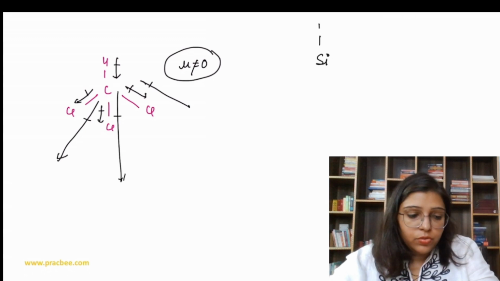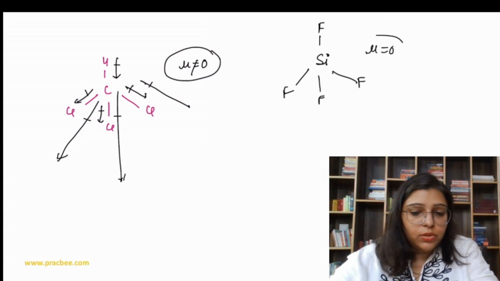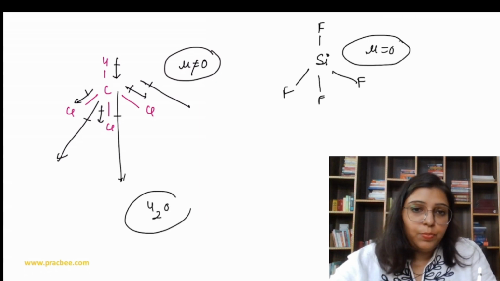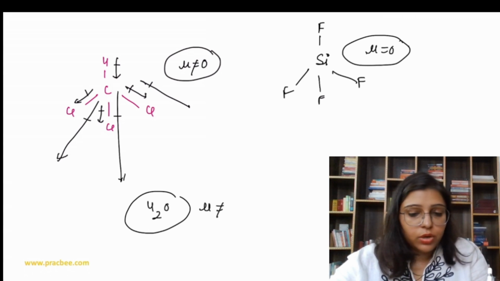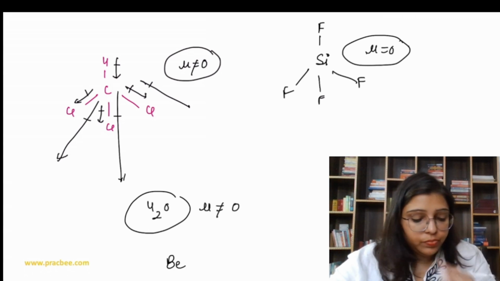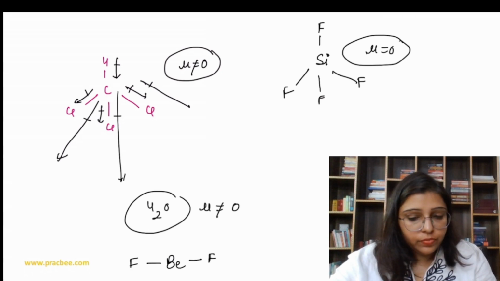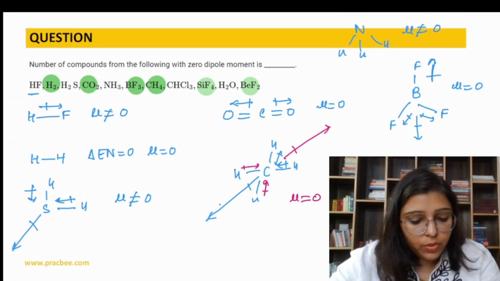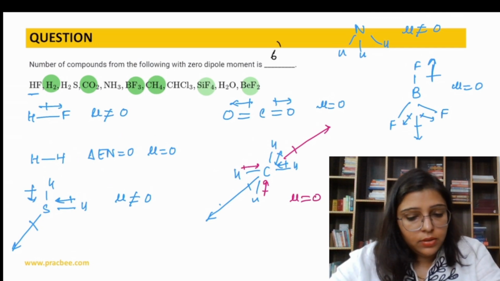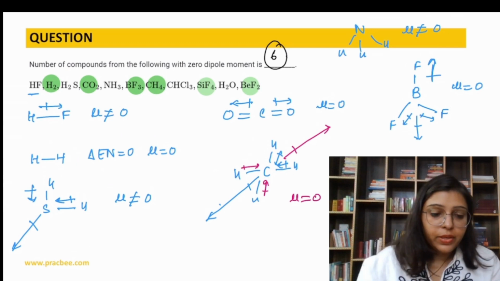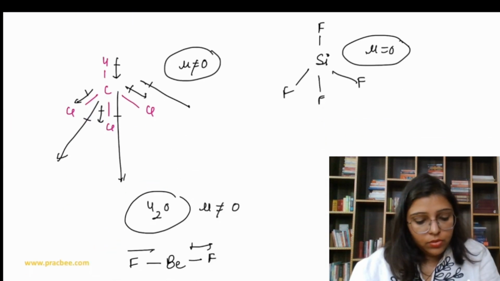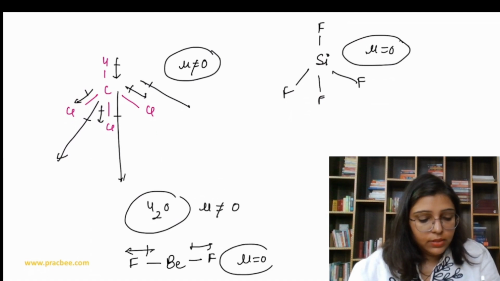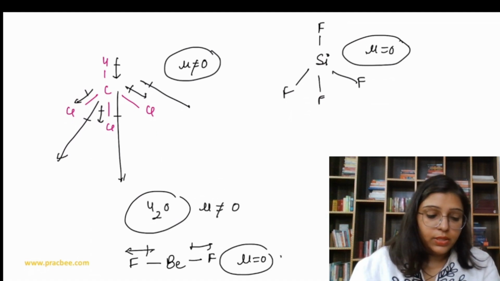For SiF4, it is going to be 0 because the bond dipoles are towards the fluorine side and cancel. For water, we know that it is a polar protic solvent. The dipole moment is not equal to 0. BeF2, what we can say is 0. So we have H2, CO2, BF3, CH4, SiF4 and BeF2. 1, 2, 3, 4, 5, 6. So total answer is going to be 6. So BeF2 is 0. So dipole moment is 0. Clear? So answer is going to be 6.